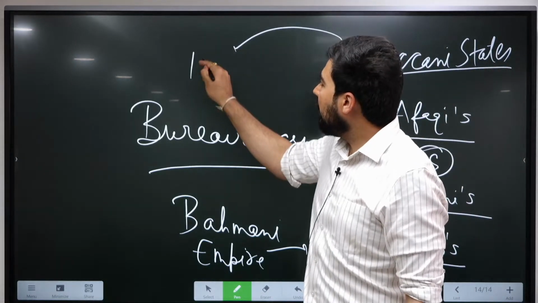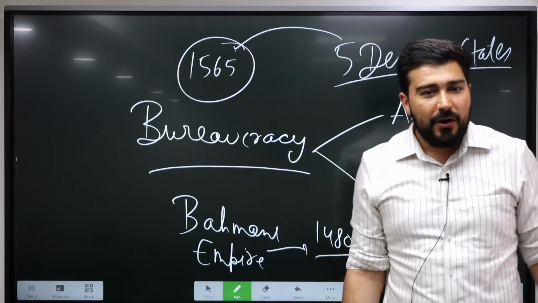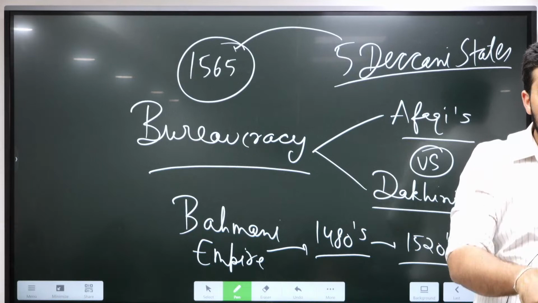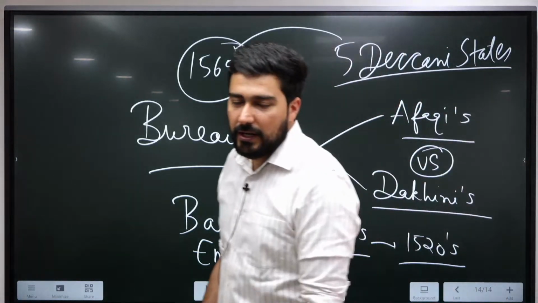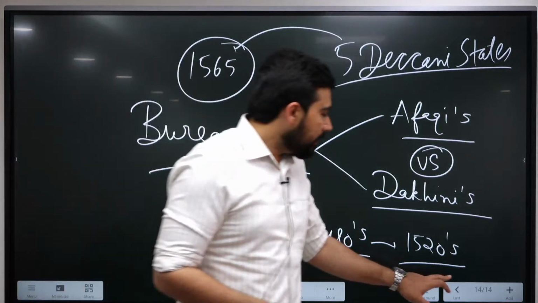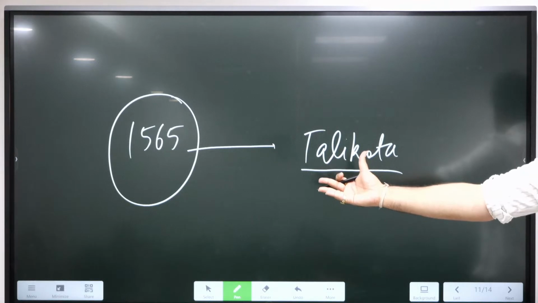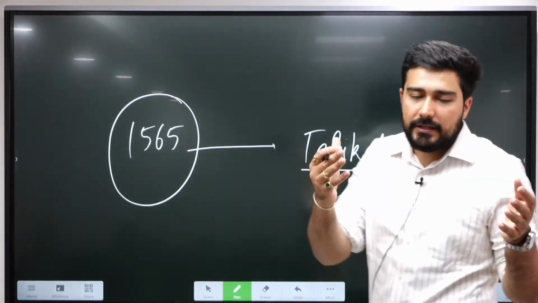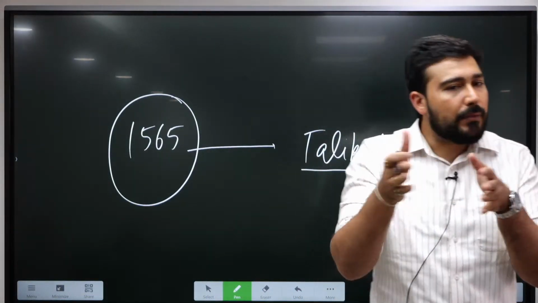this, and in 1565 all these Deccan states landed in the city of Vijayanagar, and the complete city was thrashed, and this became the major reason for the downfall of Vijayanagar. It is like a story. This is what you have to understand: 2 states were building up, Vijayanagar and Bahmani, simultaneously.